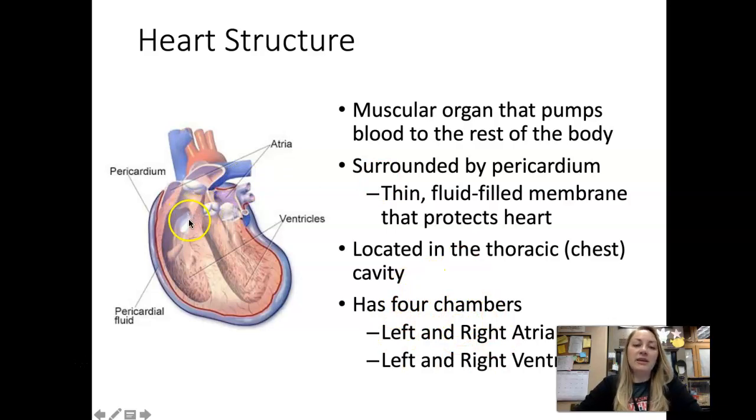Okay, there are 4 chambers in here. We have the right and left atria, which are at the top. We have the right and left ventricle at the bottom. Remember that those terms, right and left, are from the patient. So we are looking at a person from the front here. So this is the right atrium. Over here is the left atrium. Down here is the right ventricle. Over here is the left ventricle.